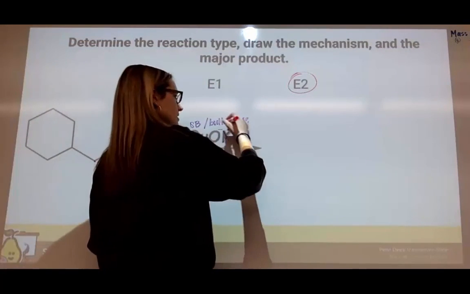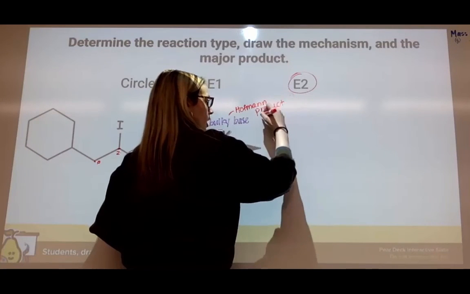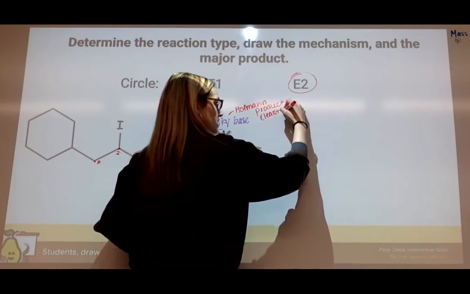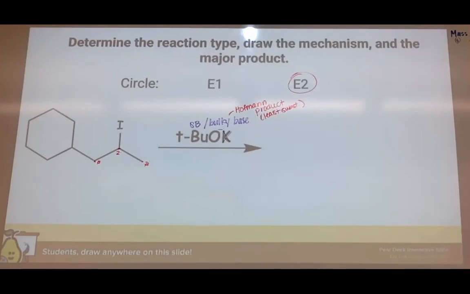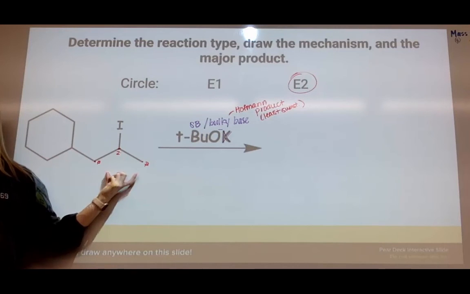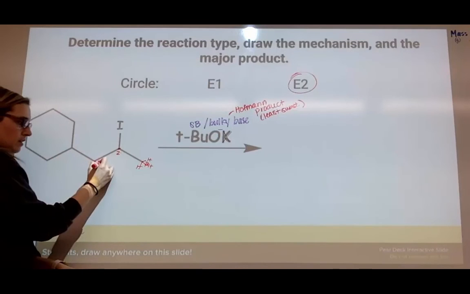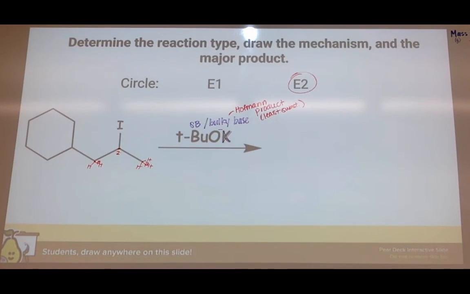Now this bulky part means that the Hofmann product will form. Hofmann product is the least substituted alkene. Hofmann product means the least substituted alkene. So we have to find the beta hydrogen that is least hindered. Right? So we have beta carbon, that's where your beta hydrogens are. I have an option of here or here. You want the least hindered, so you want the ones that are on the outside of the molecule if possible. It's easier for that bulky base to grab.